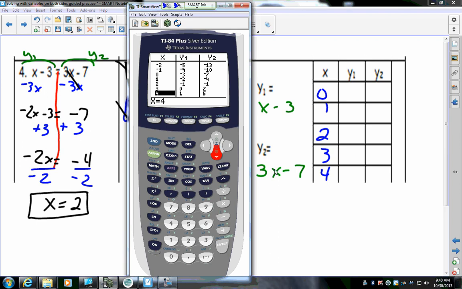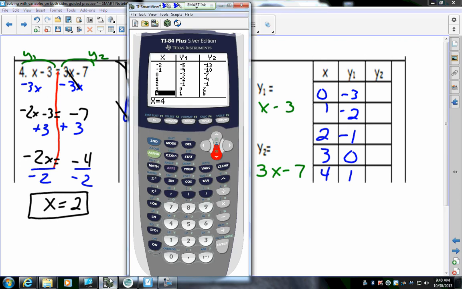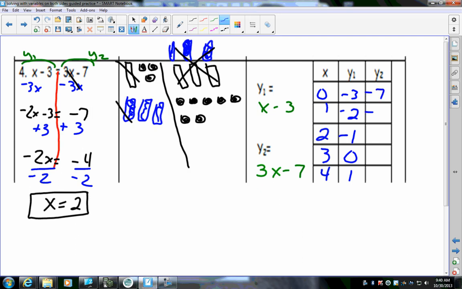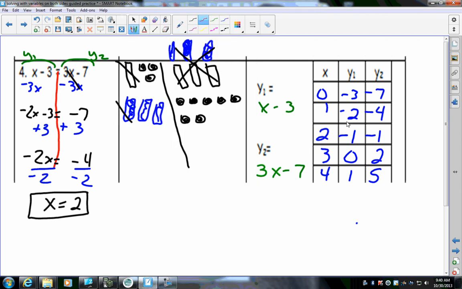Let's see. 0, -3, -2, -1. I hope that's what it was. Yes, and it's 0 again. It's -7. Yeah, that's it. Okay, and then my answer, right here, I see that that's my answer because y1 and y2 are the same.